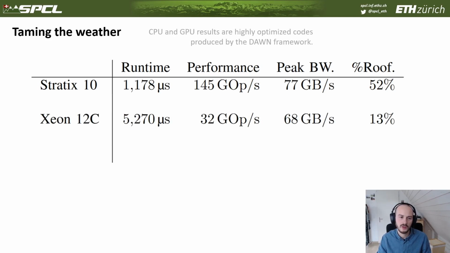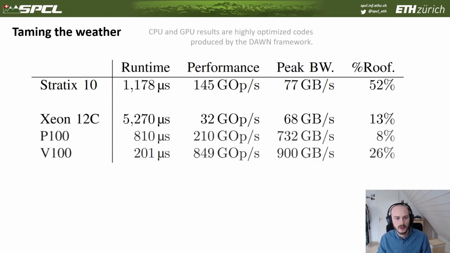And just to mention here, the CPU and GPU implementations which I present here are not naive programs, but rather highly optimized codes emitted by a specific stencil optimizing weather framework called Dawn. Now, looking at the GPU performance, we compared to two different GPUs. We compared to the P100, which is a generation that is comparable to the Stratix 10, so similar release window and process architecture. And here the Stratix 10 is still behind.